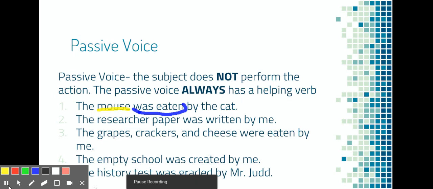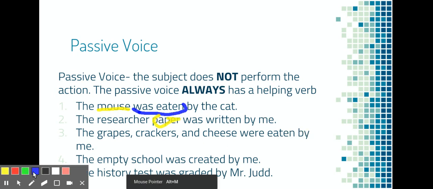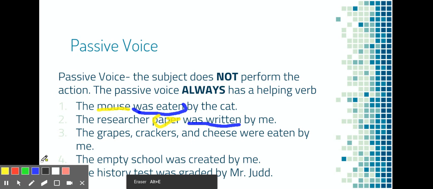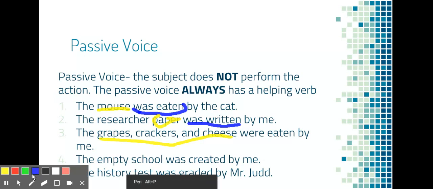The research paper was written by me. Who wrote the research paper? Well, I did. However, that's not the subject. The subject is paper. Who wrote it? Me, but that's way over here. And then what's the verb? Was written. The grapes, crackers, and cheese were eaten by me. Well, who ate them? Me. However, your subject is grapes, crackers, and cheese. And then my verb was were eaten.